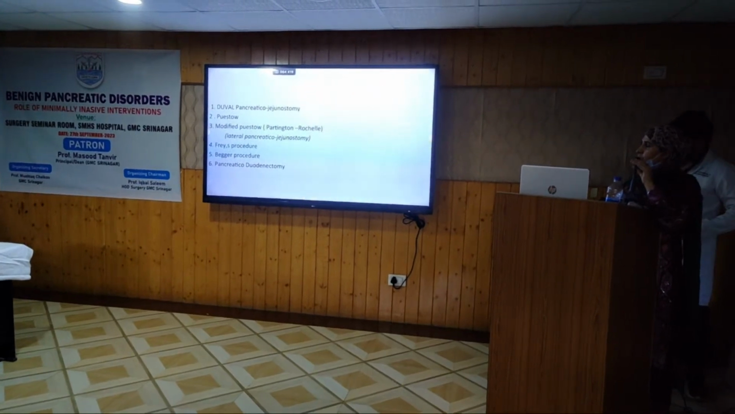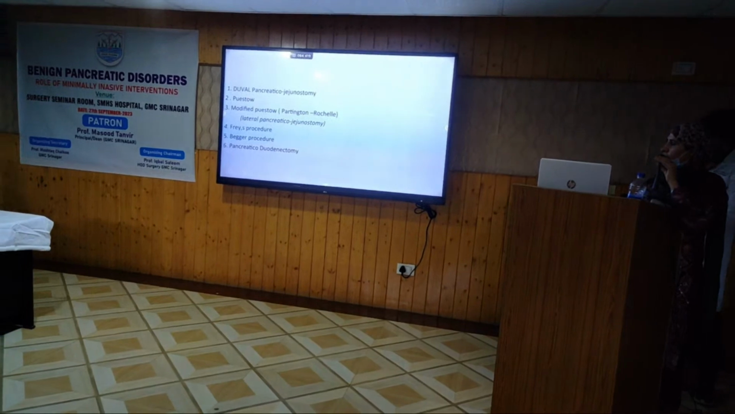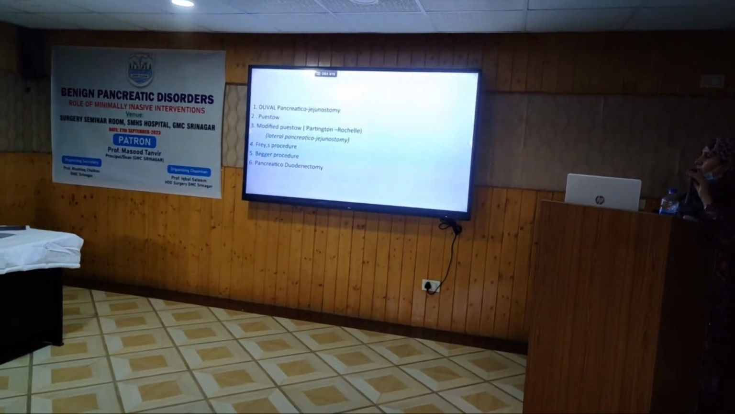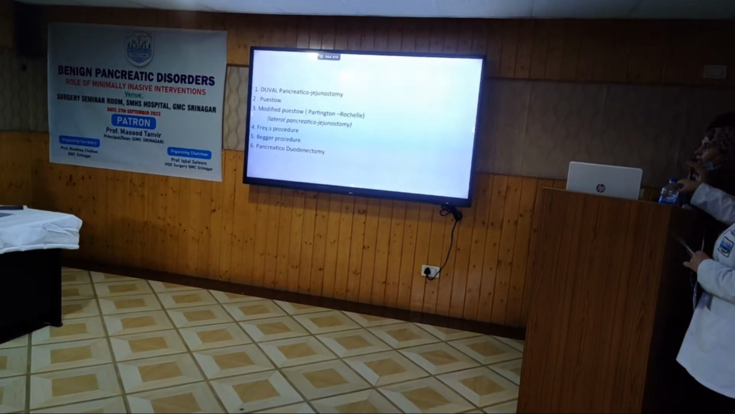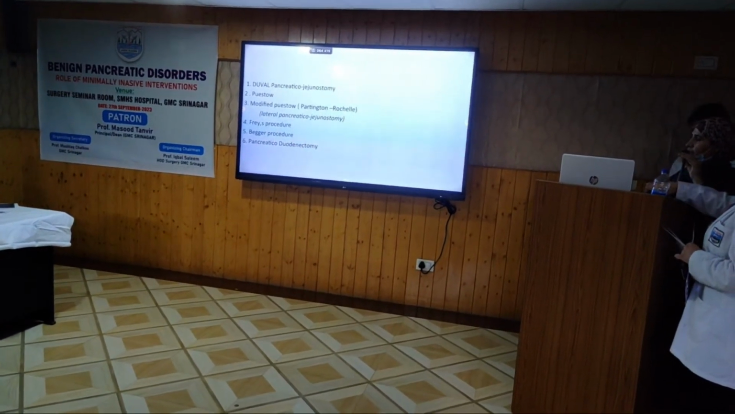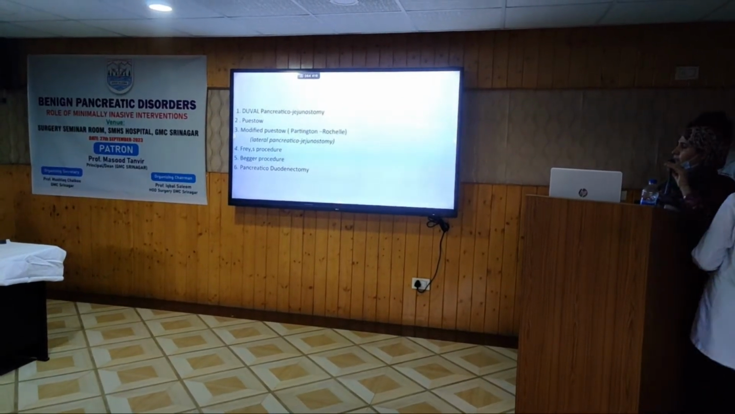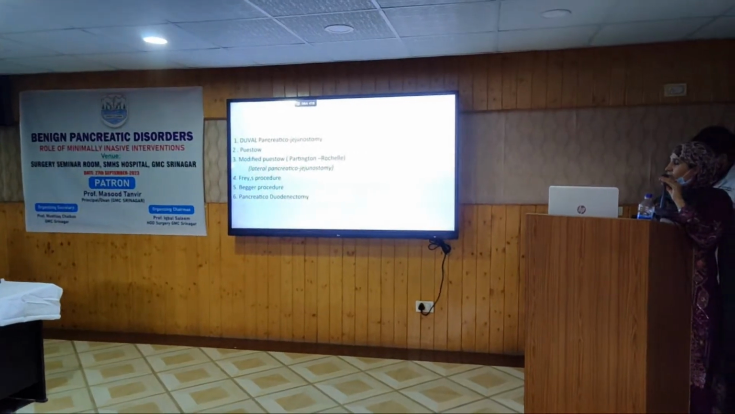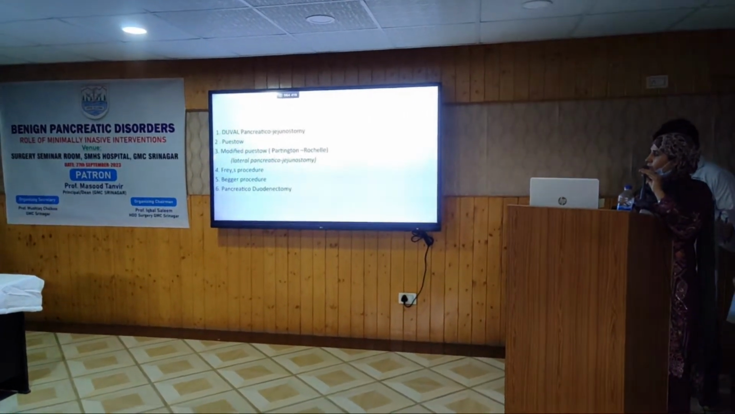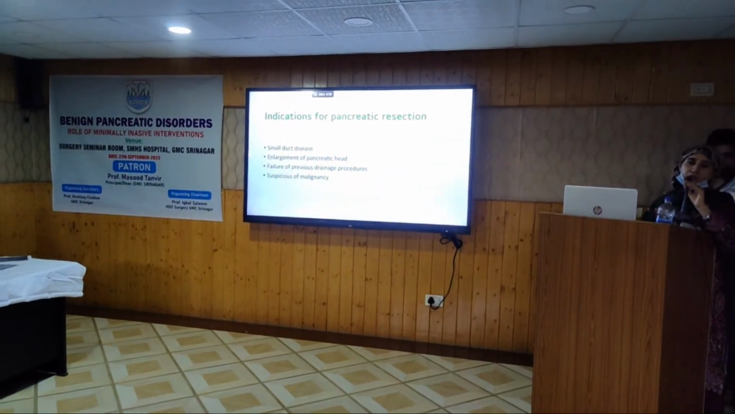These are some different procedures you all might be knowing about. Like initially, duct pancreatic cholecystectomy was done, not this time. We do modified Puestow, or we can say Partington-Rochelle, which is the lateral pancreaticojejunostomy, and then another type of resection procedure is Frey's, in which we do coring out of the head. Then the Beger procedure, and if there is malignancy or the pancreatic head is quite enlarged, then we go for the pancreaticoduodenectomy.